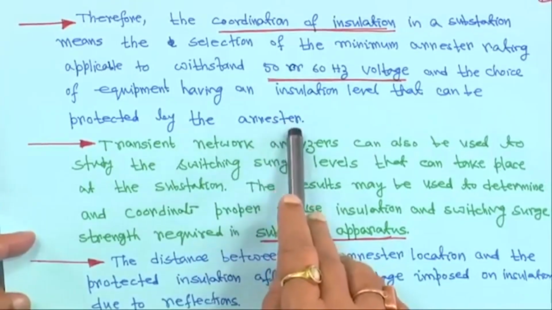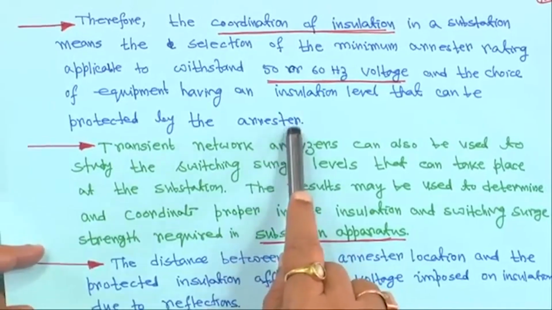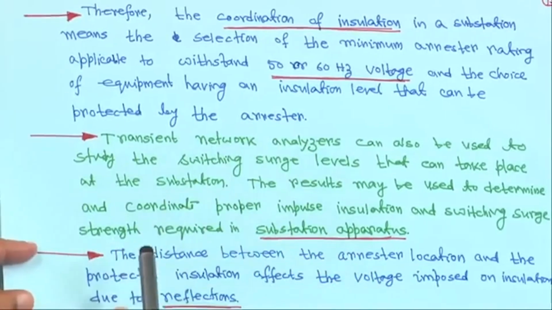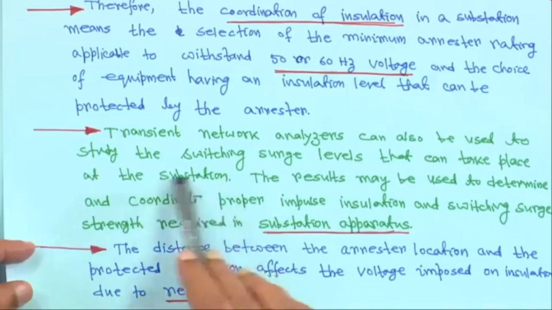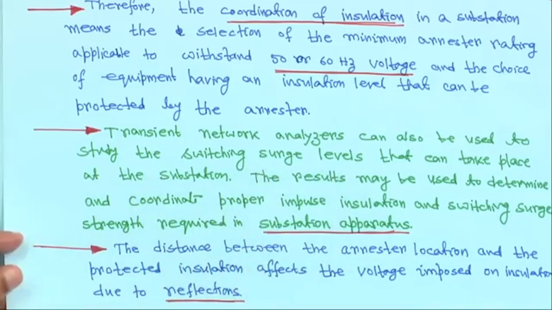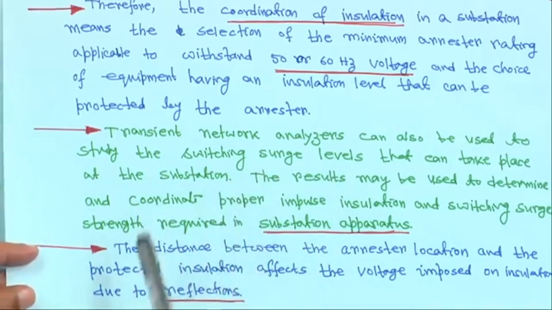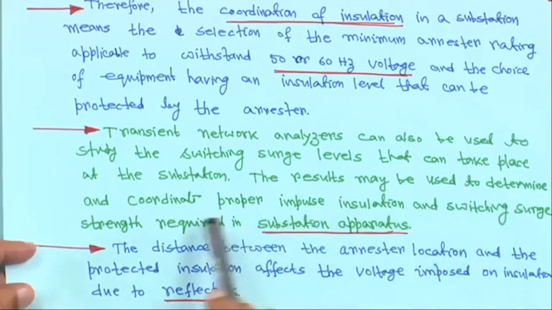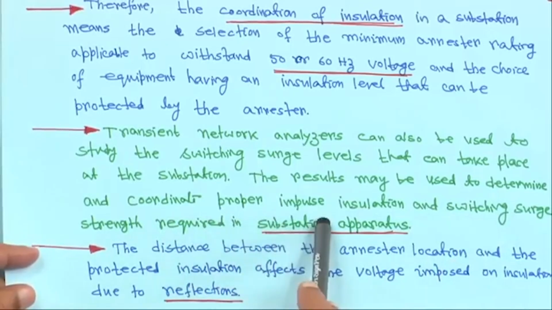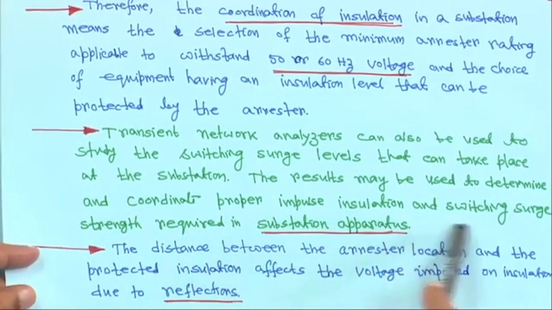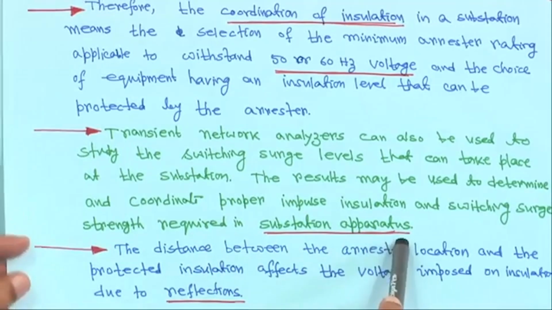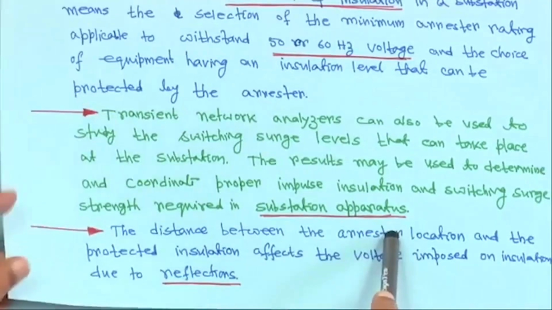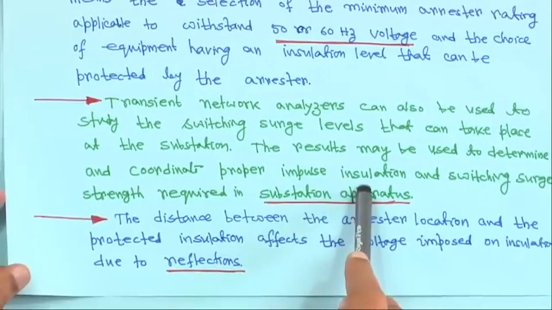So, arrestor design, lightning arrestor selection, is mainly important in a substation, right. The transient network analyzer can also be used to study the switching surge level that can take place at the substation, right. The result may be used to determine and coordinate proper impulse insulation and switching surge strength required in substation apparatus.